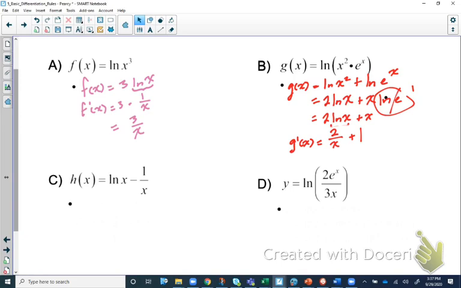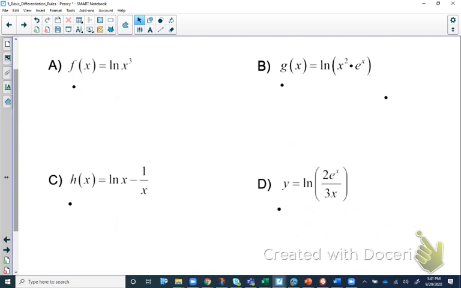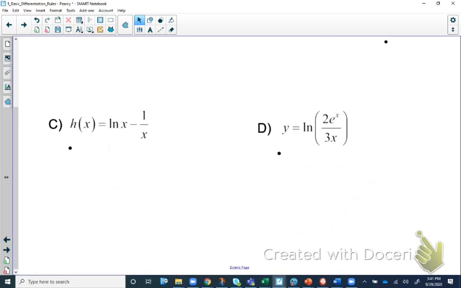Moving on to C, and I'm going to clear these out so I can slide it down a little bit and give myself enough room to write. So let's take a look at C and D. Here, natural log of x.